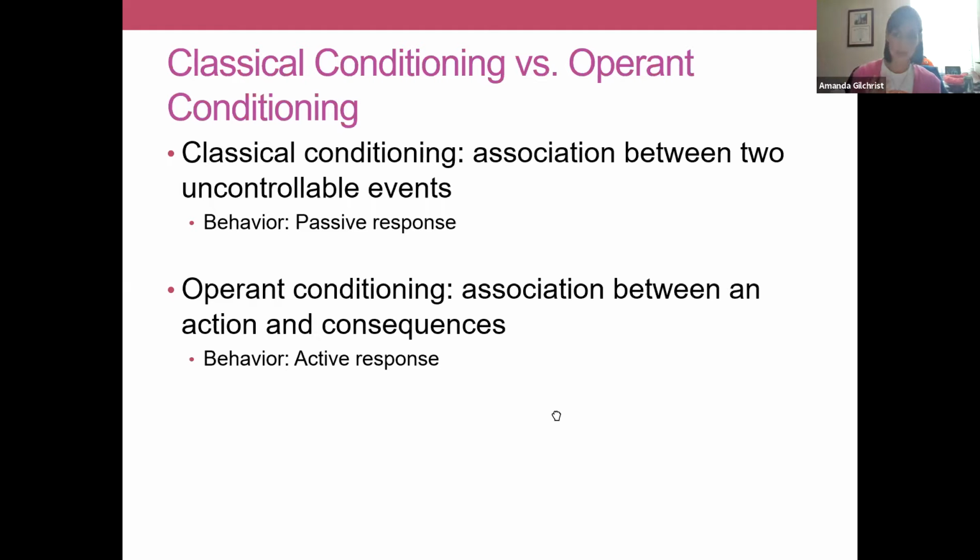But what's really critical here is that you are making an association even though you don't control them. On the other hand, with operant conditioning, you make an association between an action or behavior that you engage in and the consequences of that behavior. So the only way that you are actually going to learn about this is by engaging in the behavior. So whereas classical conditioning is associated with a very passive response, the behavior that is required and necessary for operant conditioning to occur is an active response.